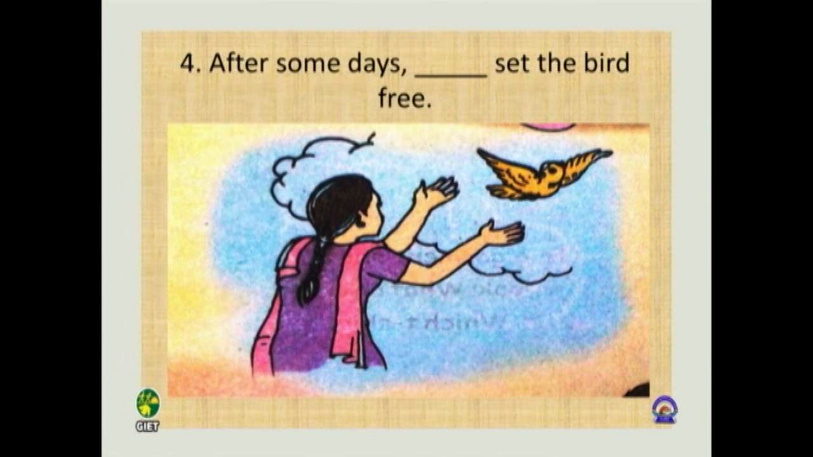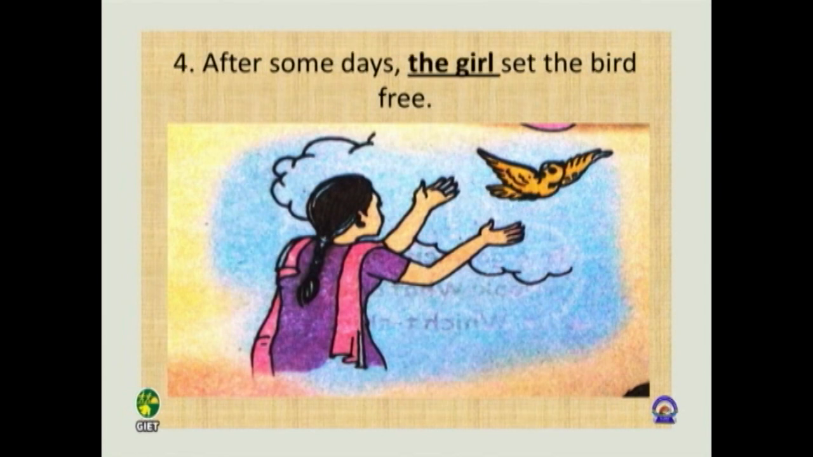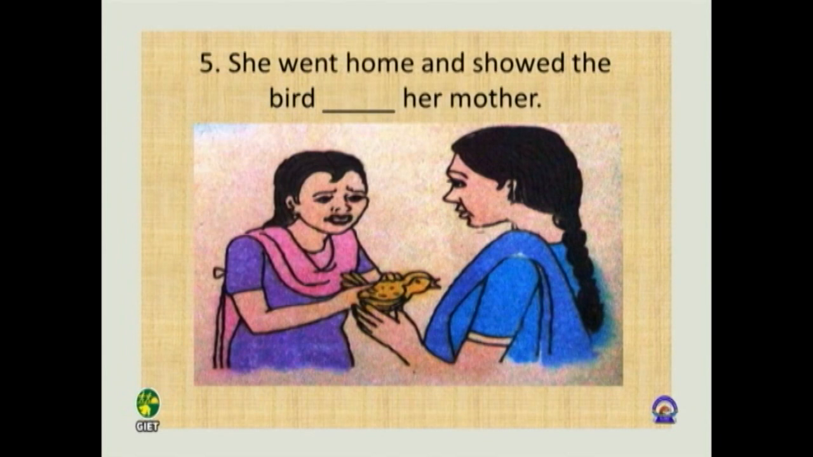What did she do in the picture? Yes, she set the bird free. So who set the bird free? The girl set the bird free. So here we can write the answer, the girl. Let's read the next blank.